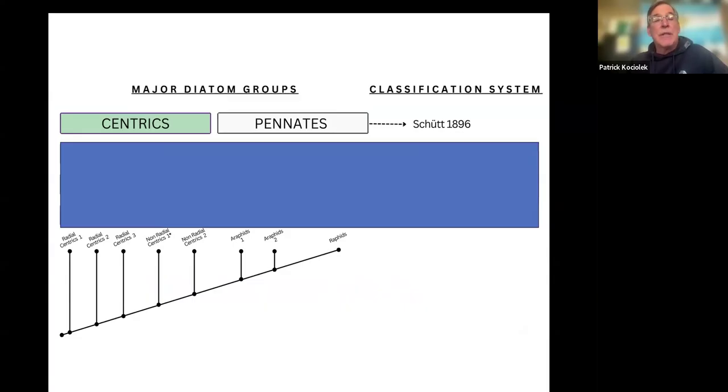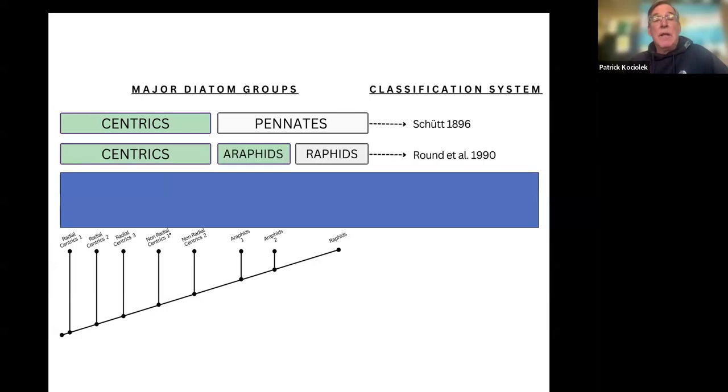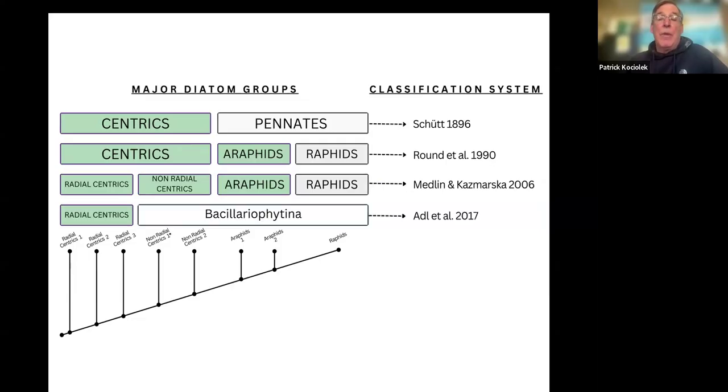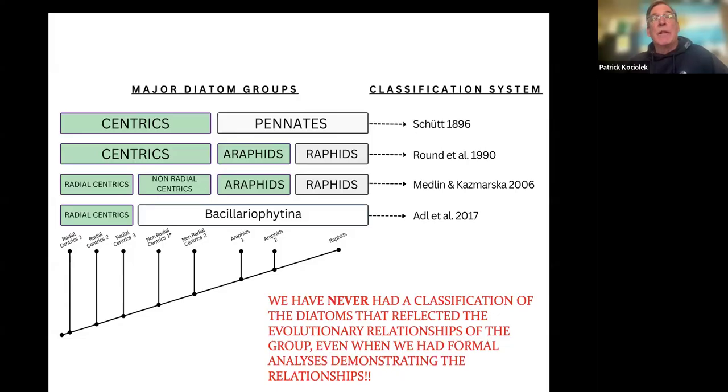So here's Schütt's system. The centrics here are non-monophyletic. The pennates are, based on this analysis. Round et al., the centrics and araphids are non-monophyletic, but the raphids are. Medlin and Kaczmarska, radial, non-radial centrics, as well as araphids are non-monophyletic, while the raphids are. In some ways, if you just want to do percentage, we got fewer and fewer percentage of monophyletic groups. And then a system that Dave Mann proposed, and Adl et al., still had a non-monophyletic radial centric group. So we've never had a classification system that reflected the evolutionary history of the groups, even when we've had phylogenies and formal analysis that showed them.